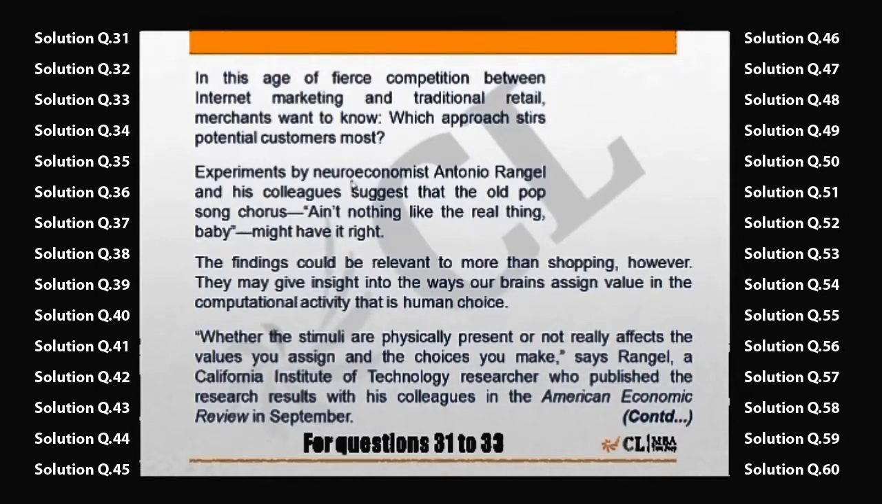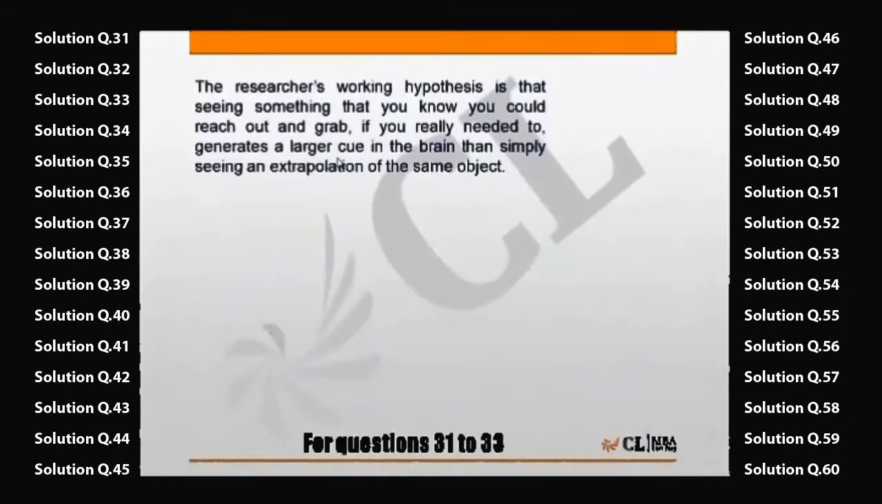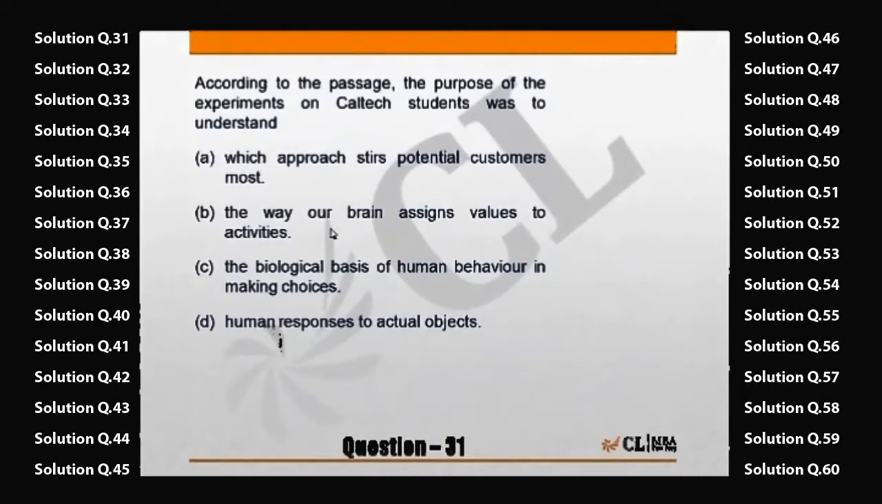The passage talked about how choices are made by people when they are confronted with choices. What is the process which is followed? So that's broadly what the passage talked about. Since it was not difficult to read, I'm quickly moving on to the questions themselves. Let's start with question 31.